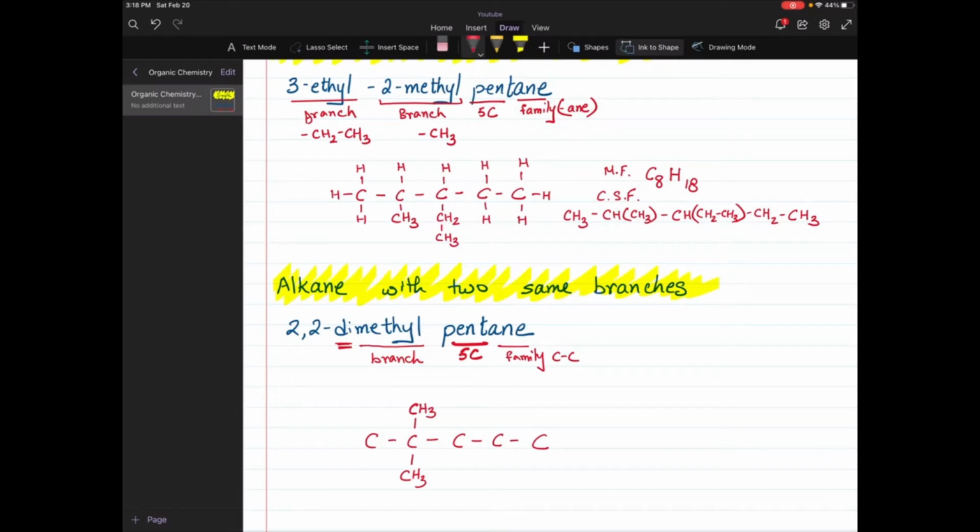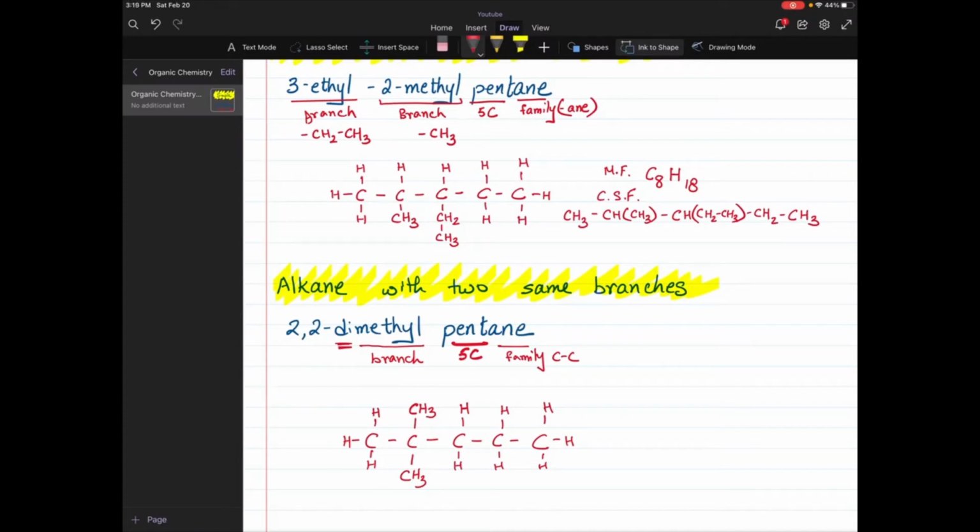Okay, so we have the branches attached, we have the backbone, the main chain, and now we just have to fill in hydrogens in the structural diagram. The first carbon has only one link, so I'm going to add 3 more. 1, 2, 3. The second one already has 4 links, so I cannot add any more. The third one, I have to add 2 more. The fourth one, I can add 2 more here. And the fifth one, I can add 1, 2, 3. So now I have the complete structural diagram for 2,2-dimethylpentane.